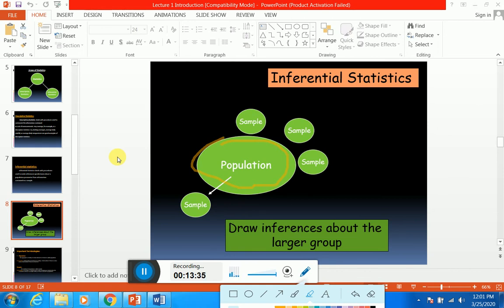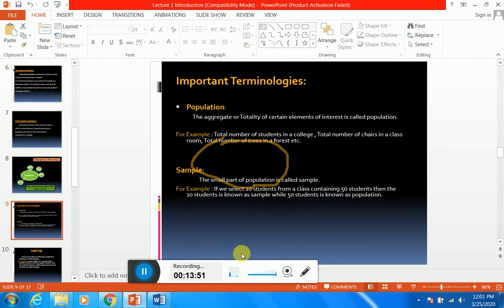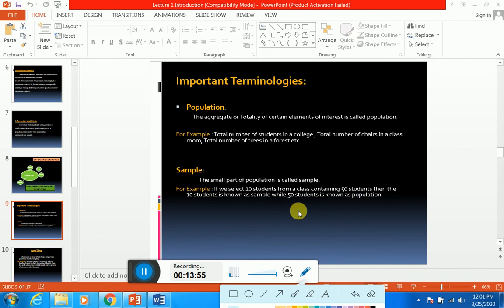Now we will move to the next heading, sorry, the next slide. Where is the slide? Here it is. Let me check why it is not working. Okay. Now we move to the next slide.